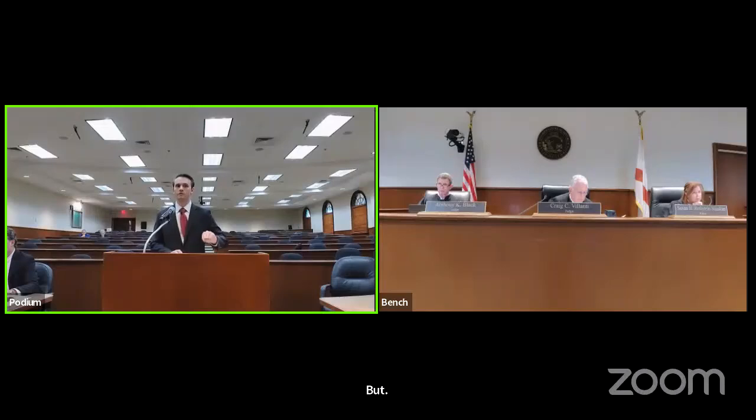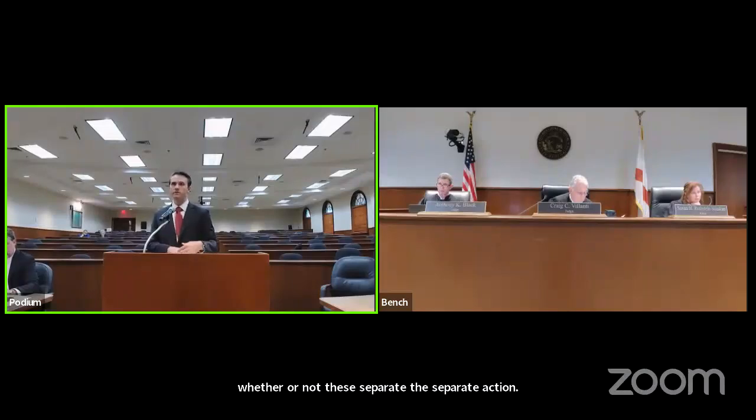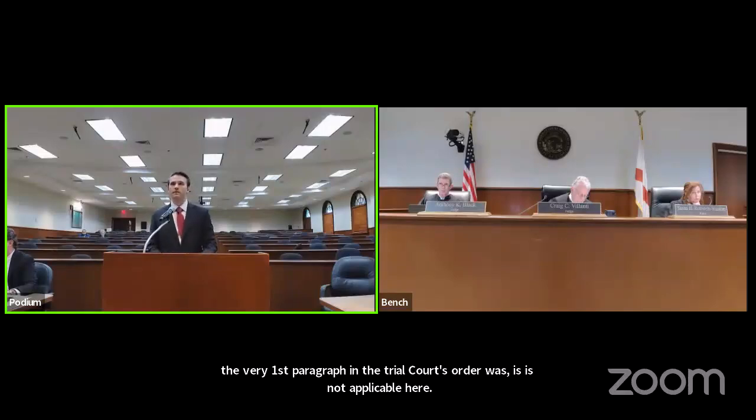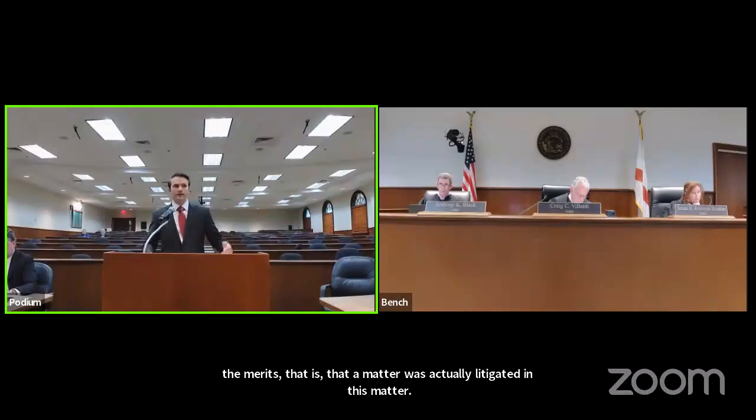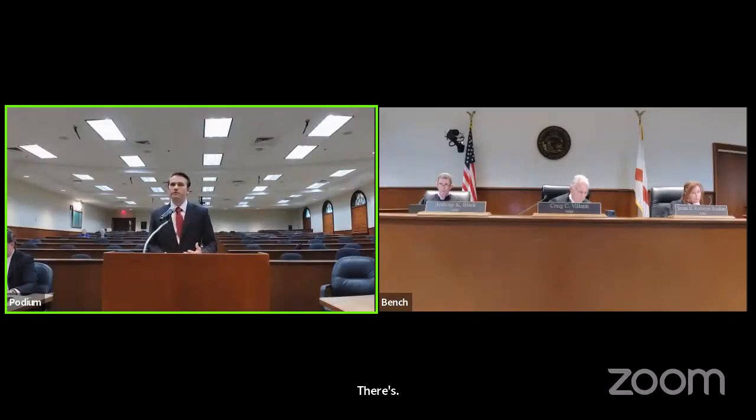The case is about whether or not, in a separate action, a judgment can be entered in favor of a mortgagor based on collateral estoppel grounds. Collateral estoppel, which was referenced in the very first paragraph of the trial court's order, is not applicable here, because we don't have an adjudication on the merits that a matter was actually litigated in this matter. And again, it goes into a confusion of res judicata versus collateral estoppel.